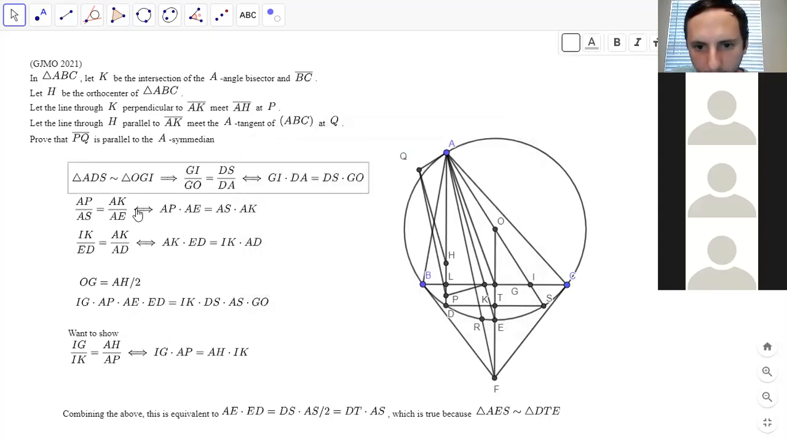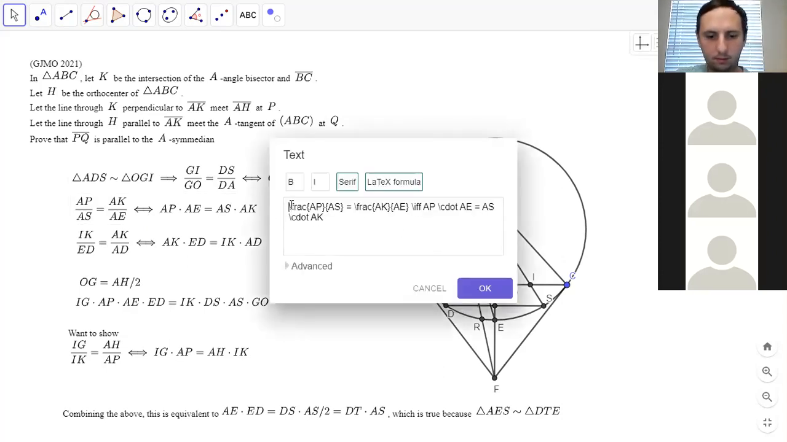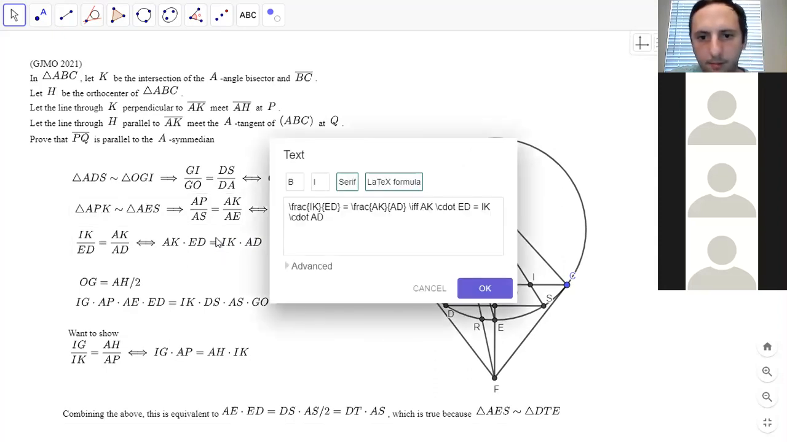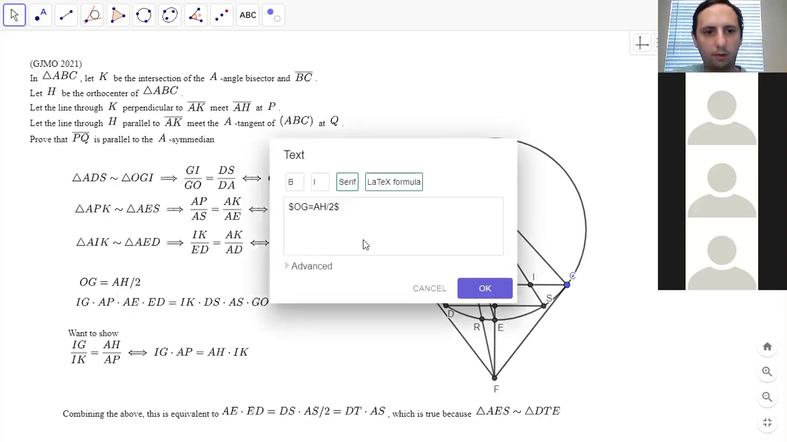And the second one is because APK is similar to AES. And the third one is because AIK over AED is because AIK is similar to AED. And then this is well known.